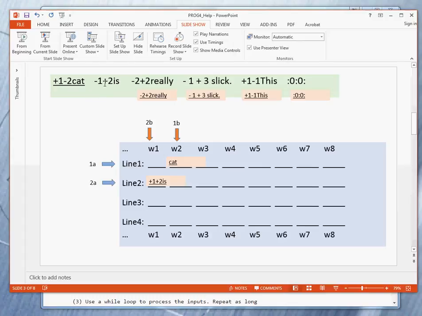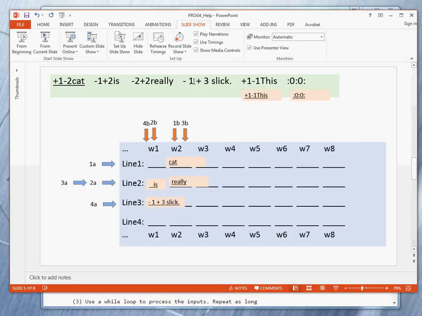-1 means what? Word 1. +2 means line 2. And the word is. So we put the word here. Next, we read the third input, which is -2, which is word 2, +2, line 2. So this is our step 3A, which identifies the line. 3B identifies the word, so we put the word right here.